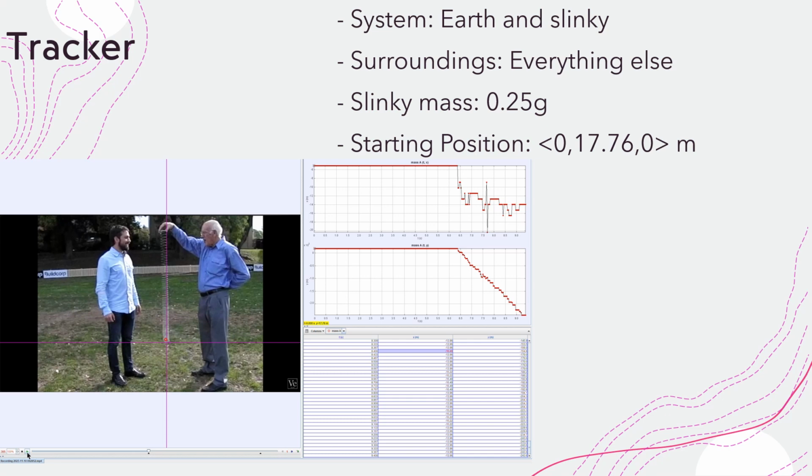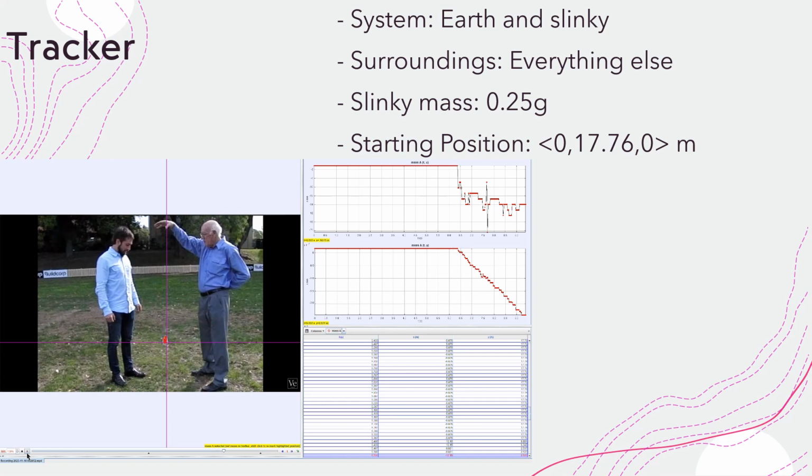Before we look at the video, our system is the Earth and the Slinky, and our surroundings is everything else. For the initial conditions, our Slinky's mass is going to be 0.25 grams, and the starting position is going to be 0, 1776, 0 meters. Now we can look at the motion of the Slinky. And as we can see, the bottom of the Slinky does not move until the top has gone all the way down to meet it.